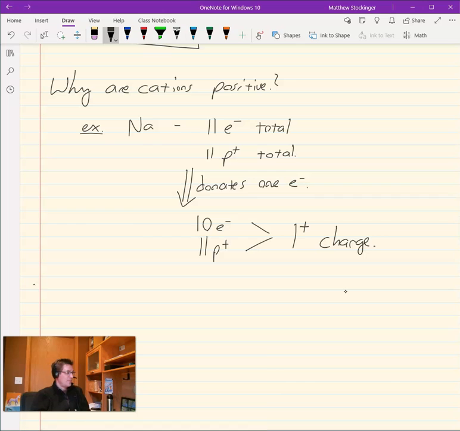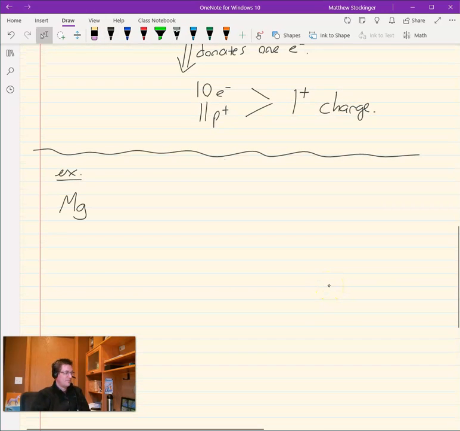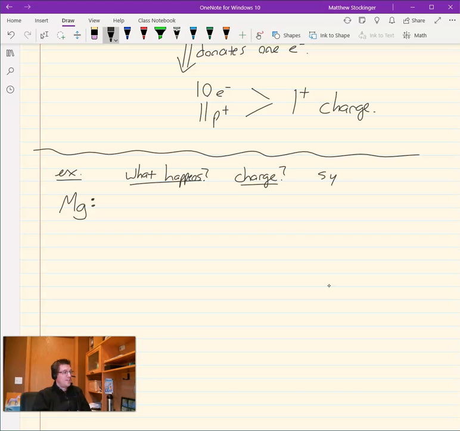Okay. What you're going to see on worksheets and tests is stuff like this. I'm going to just give you an element, right? Magnesium. It has 2 valence electrons, and you need to recognize it only has 2 electrons. It's going to donate both of those 2. So I'm going to ask you, right, what's going to happen? What's the new charge going to be? And then ions have their own symbols and names. And we're going to work those out.